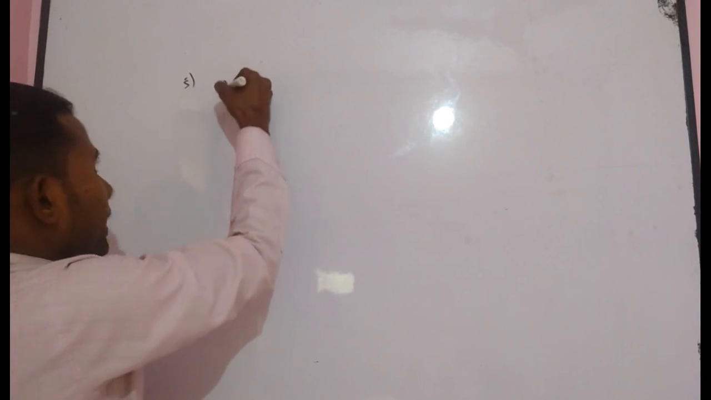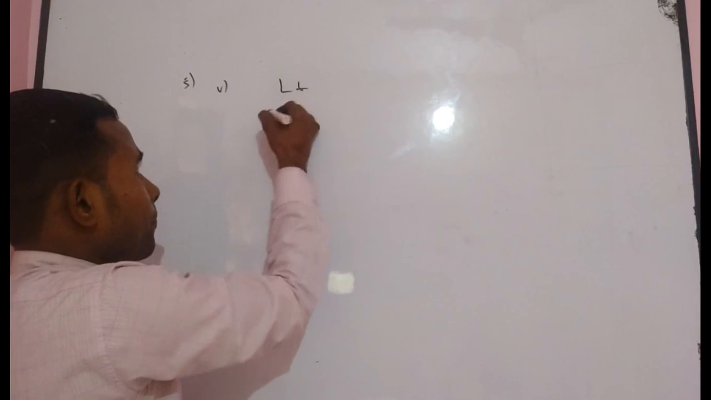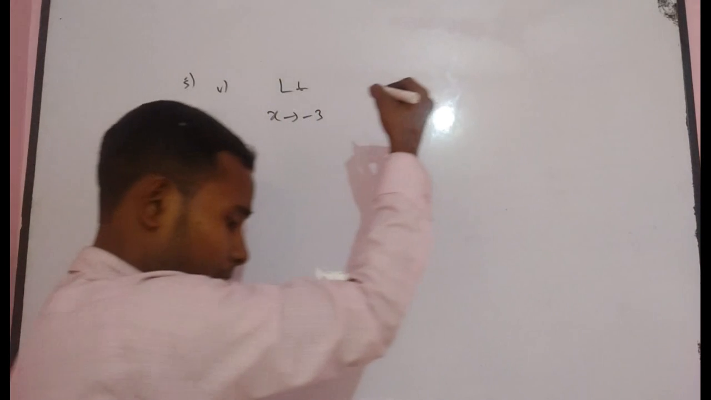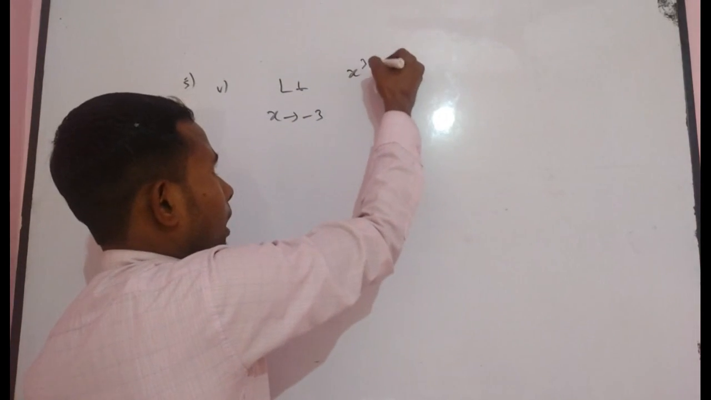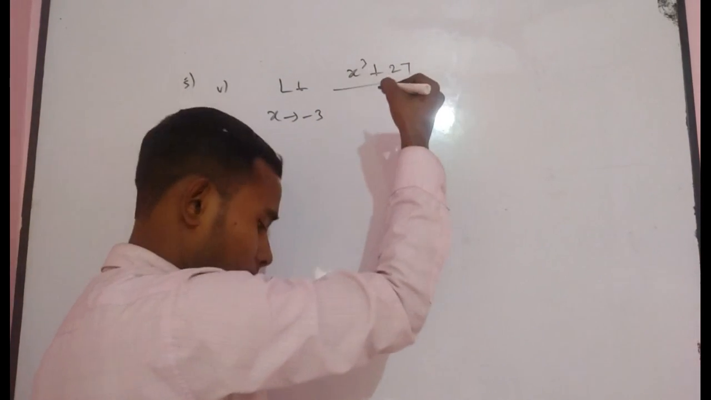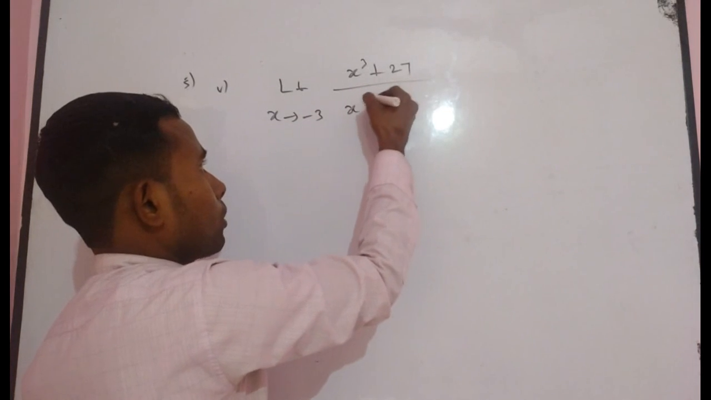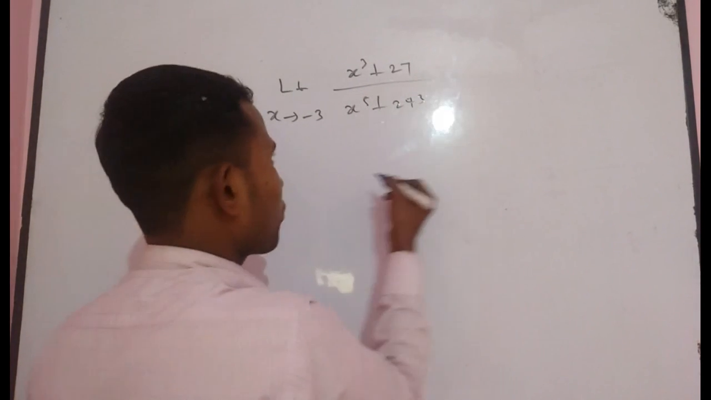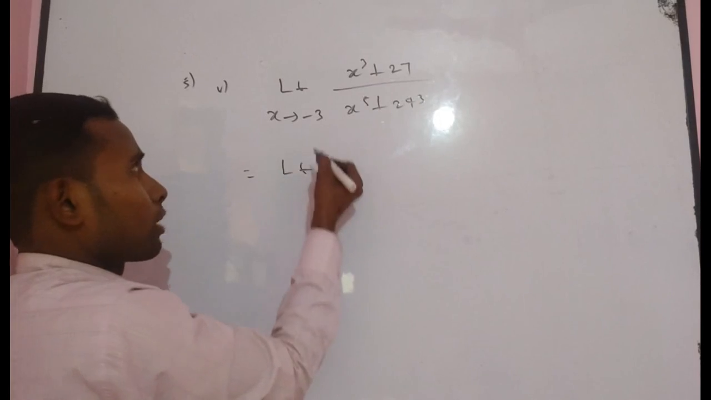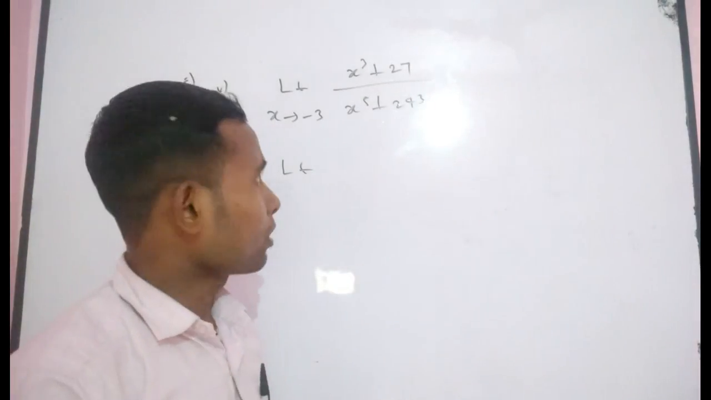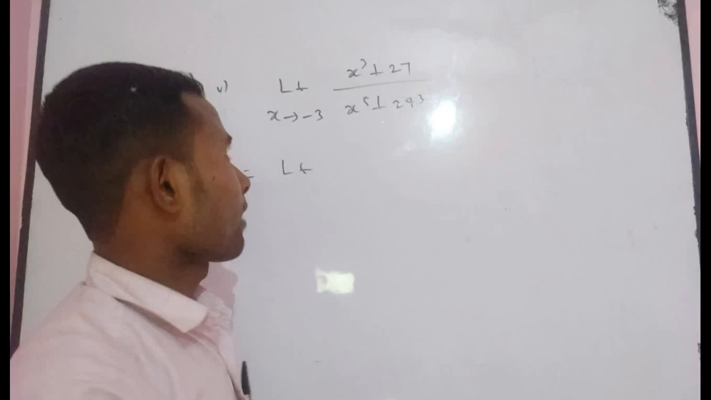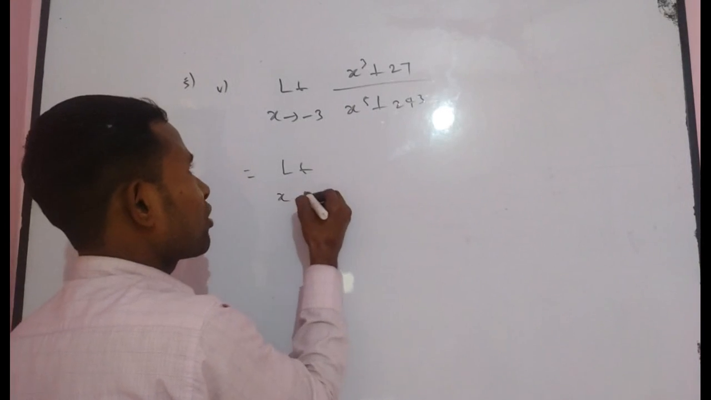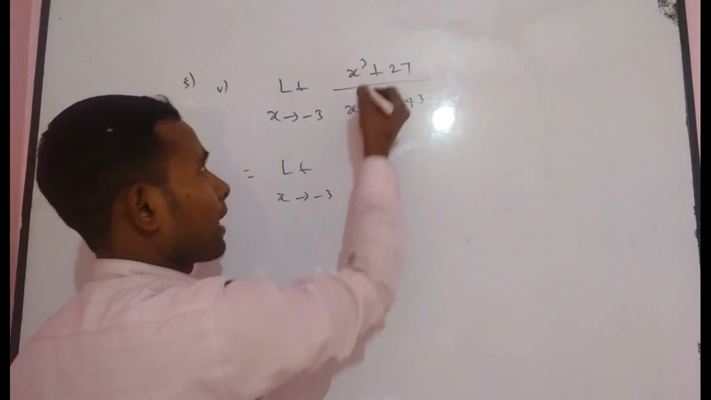Example 5. It is given that the limit as x tends to minus 3 of (x to the power 3 plus 27) divided by (x to the power 5 plus 243). How can you solve it? As you know, the numerator has something to a power and the denominator also has something to a power, so definitely the second formula is used. Now you try to solve it.